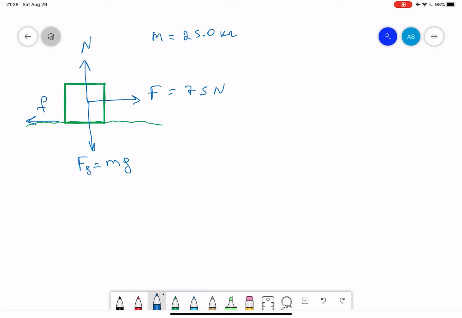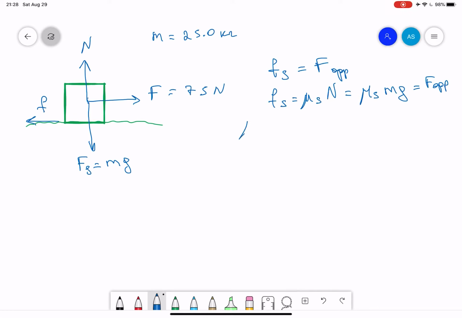Now if we want to find the static friction, then these forces, static friction and applied force, have to be equal. If that's equal, then we also know the formula for the static friction is mu static multiplied by the normal force. We also know that the normal force is equal to mg, so we can say mu s mg is equal to the applied force, which is 75 Newton.